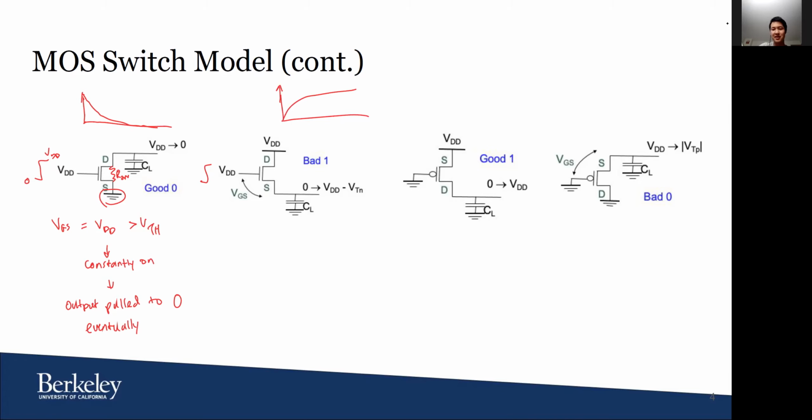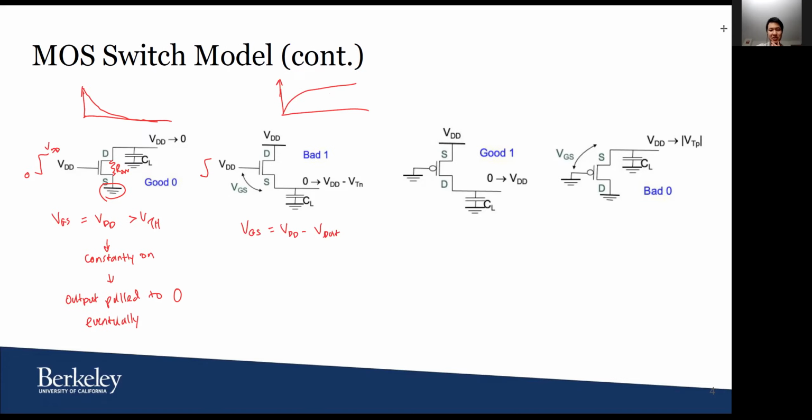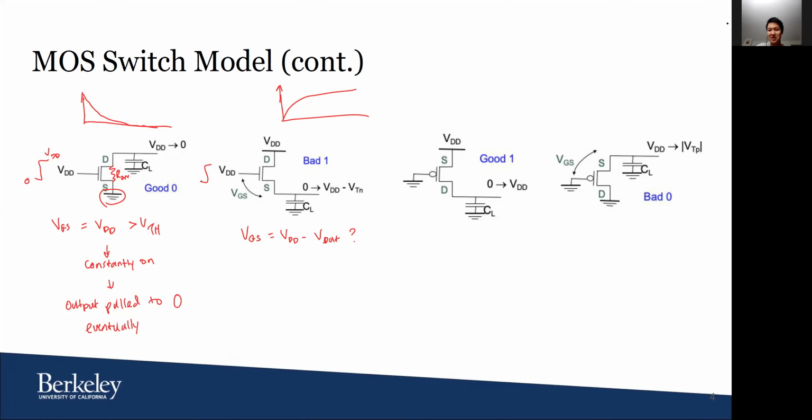In this case, VGS is not constant. It's going to be equal to VDD minus whatever the V source is, or V output, and V output is changing. Do we know whether it is greater than V threshold? It's not greater than V threshold when the output becomes VDD minus V threshold. At that point, no more current can be sunk through the transistor, and the output voltage flattens here at VDD minus V threshold.